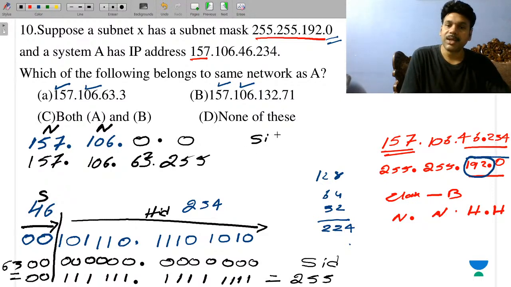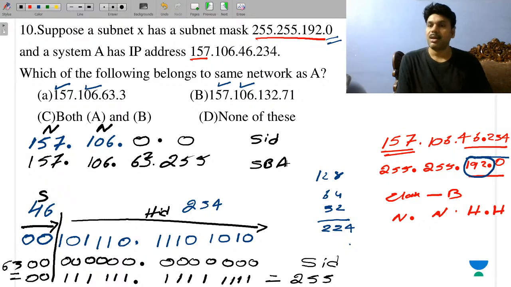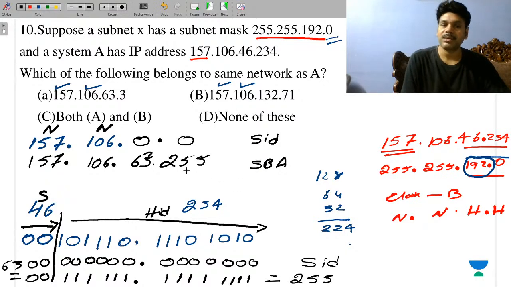This is your subnet ID. This is your subnet broadcast address. Now you decide which number is in between this range. Then we can consider that it is in this part, otherwise it is not in this part.